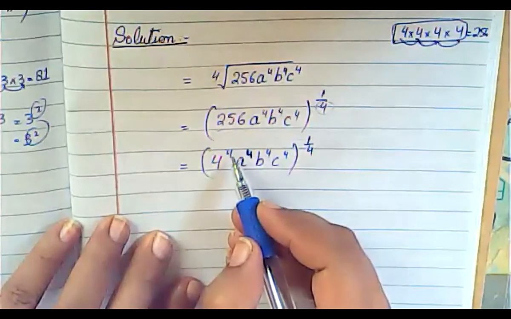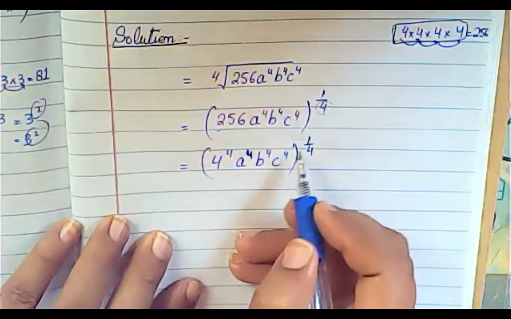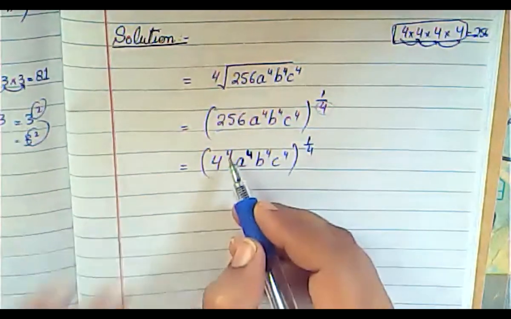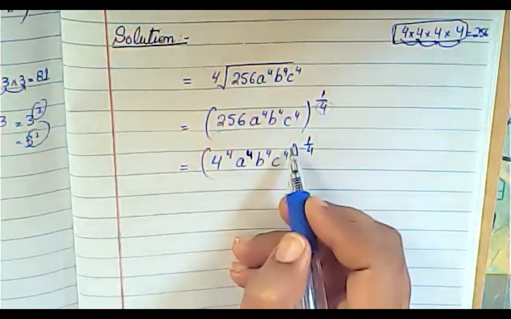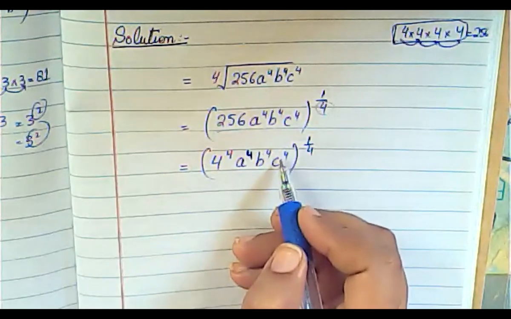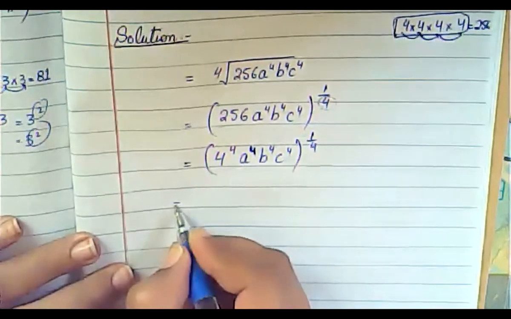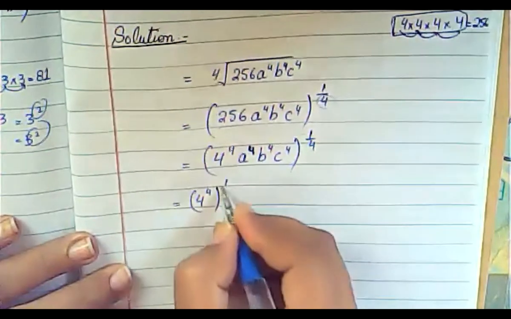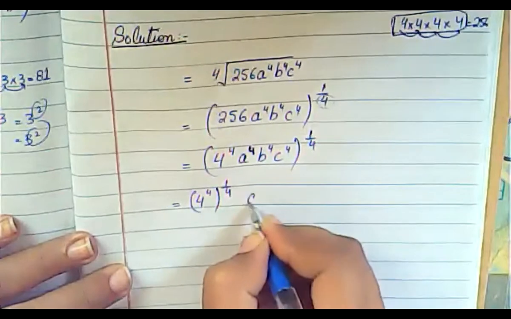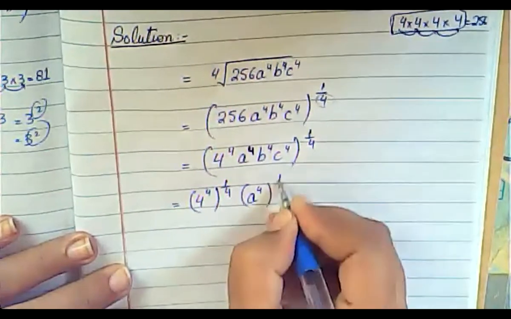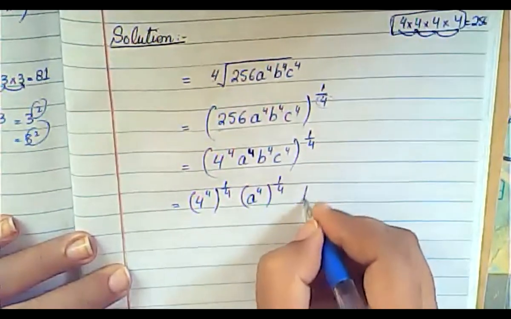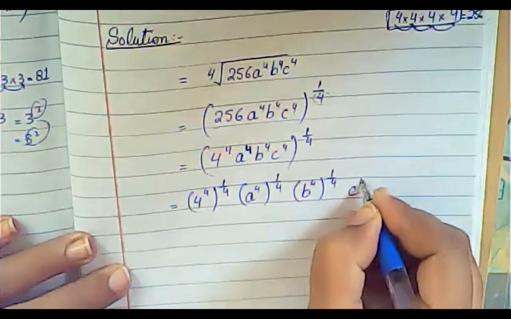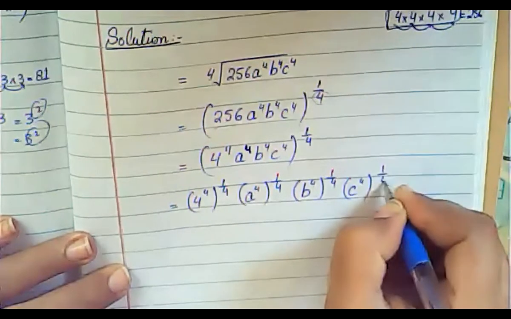As you can see here, inside the bracket you have so many powers, and it has whole power which is 1 upon 4. So 1 upon 4 is going to be multiplied with each power. So what you will do, you will multiply it. Okay, now how will you multiply it? You will simply write 4 to the power 1 upon 4, then A to the power 1 upon 4, B to the power 1 upon 4, C to the power 1 upon 4.